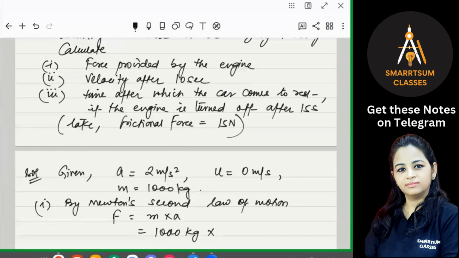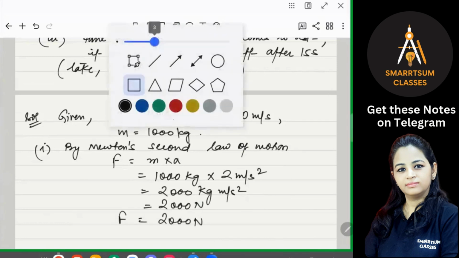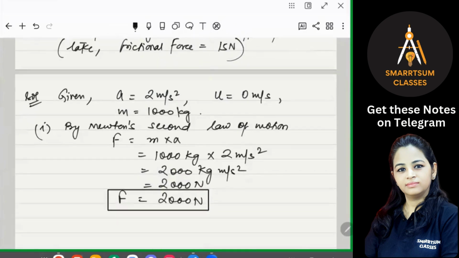So mass is 1000 kg and acceleration of the body is 2 meter per second square. So the force provided by the engine is 2000 kg meter per second square, or you can write it as 2000 Newton. Kg meter per second square is Newton. So force is 2000 Newton. This is the force provided by the engine so that it gets the acceleration of 2 meter per second square.